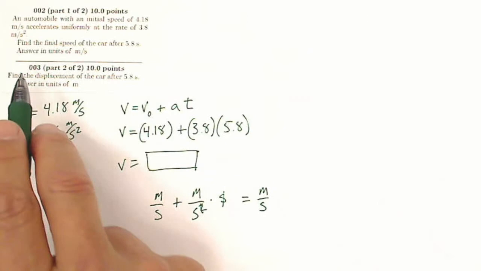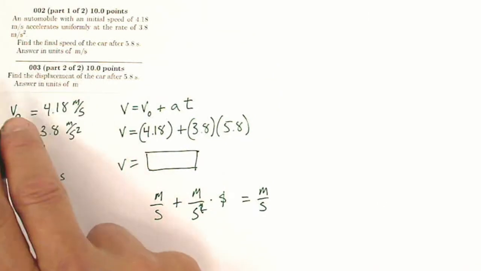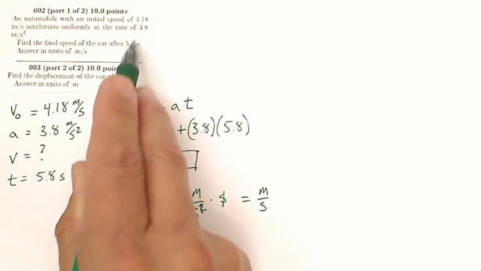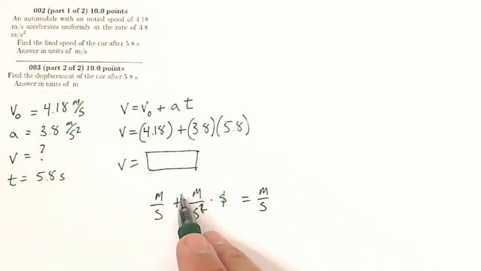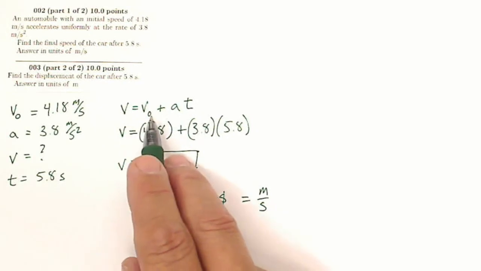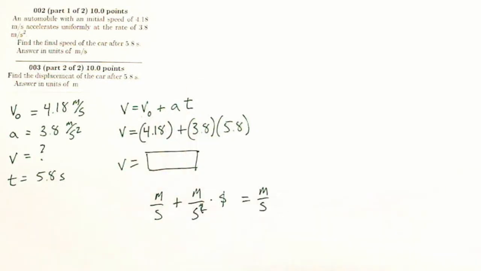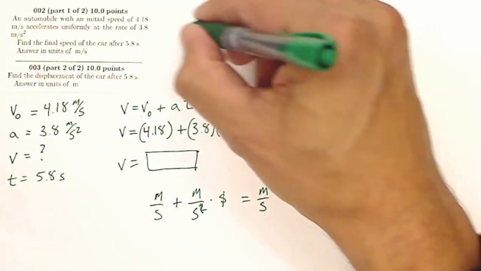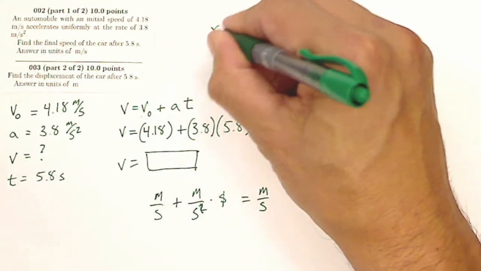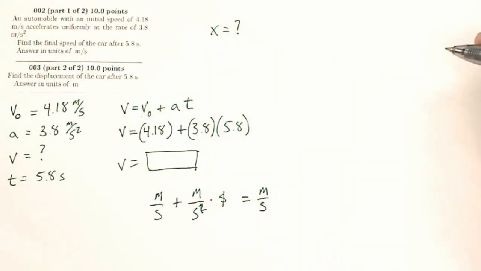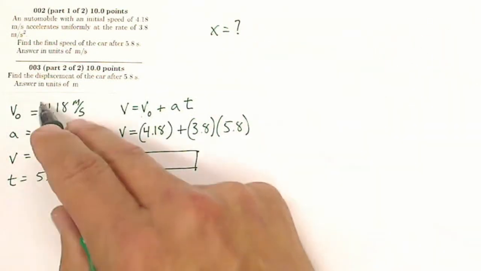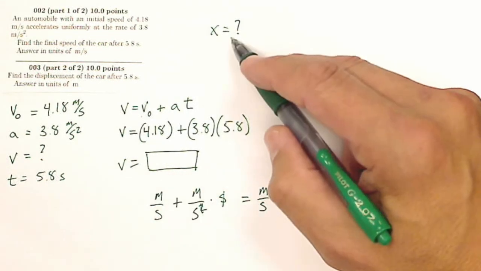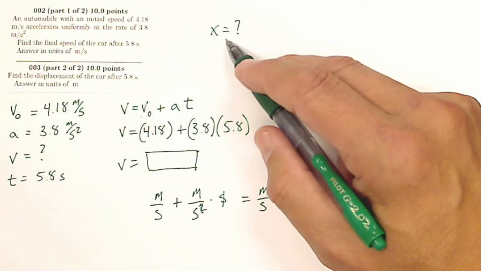The second part of this question number 3, which is part 2, says find the displacement of the car after 5.8 seconds. So that same amount of time. As it is speeding up from a slow velocity to a quick velocity, it travels some distance. So now in the next part of my question, I'm looking for my displacement equals some number. Now luckily I already have 4 variables, and I'm looking for the 5th. So I can use any equation I'd like.